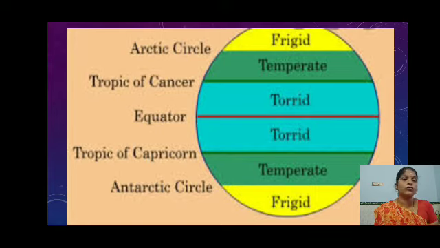Then Arctic Circle to North Pole, and Antarctic Circle to South Pole, is called the frigid zone. This zone does not receive direct sunlight, and it receives only slanting sunlight. So this part is always very cold. So this is the coldest part of the earth. That is called the frigid zone.